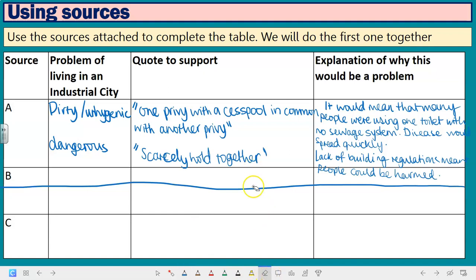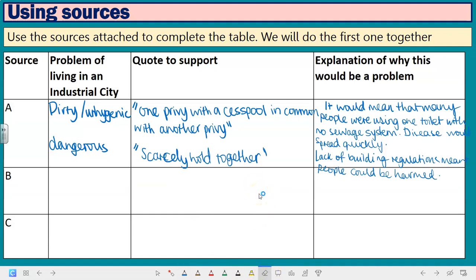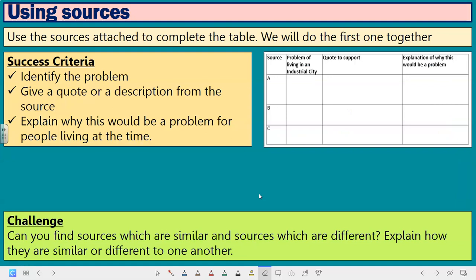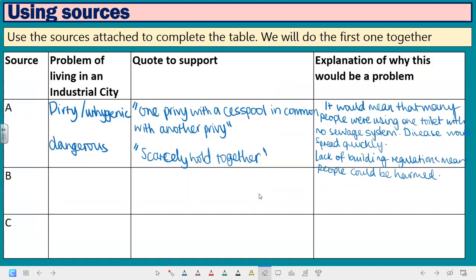Okay, so your job now is to go through your remaining sources and to do the same thing for those. Now, if you finish and you have a bit more time, then you can think about what sources are similar and what sources are different. So, for example, for source A, are there any other sources where it demonstrates that the problem of living in the city is that it's dirty or unhygienic?